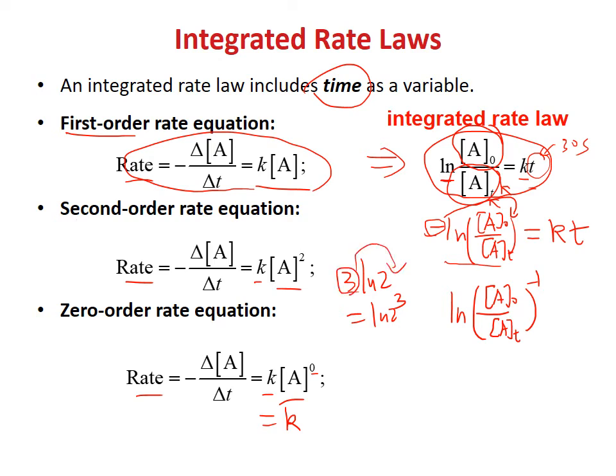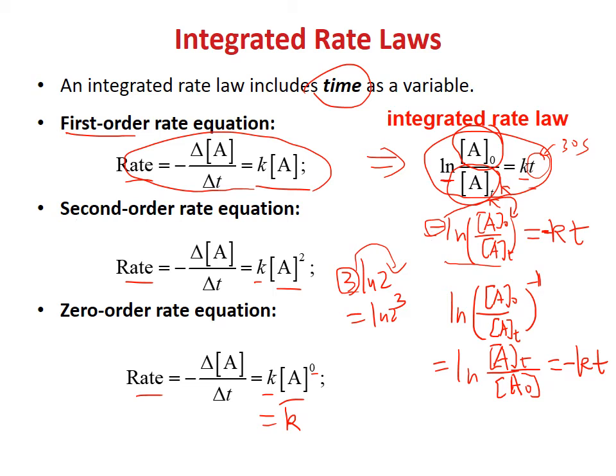Same thing is here. Now negative power 1 means you can inverse it. So instead of A naught over AT, you write AT over A naught. So just inverse it, which equals KT or negative KT. So you add a negative sign here on both sides.